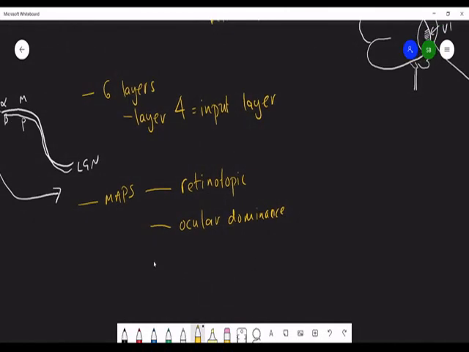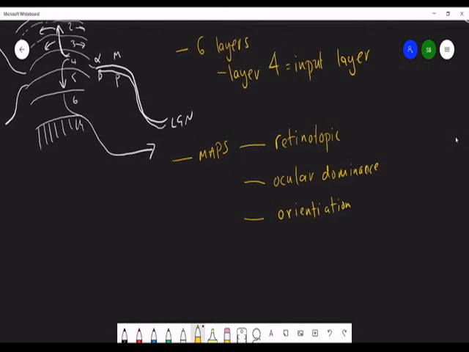The next level at which we have mapping is orientation. What do I mean by that? Some cells in V1 are sensitive to the orientation of a stimulus. If I have an edge or a line like this, and I'm recording from a cell, at one orientation I find not much excitation. If I change the orientation, I now get more excitation. As I go through all the angles, the firing rate has a peak at a particular angle.